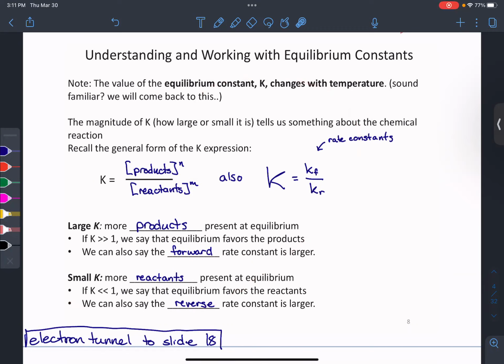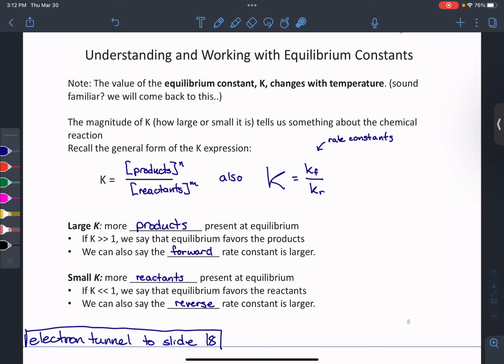So think about the magnitude of K generally as products over reactants. If you have a big K, lots of products. If you have a small K, lots of reactants. That will get you out of trouble like 80% of the time in this chapter.